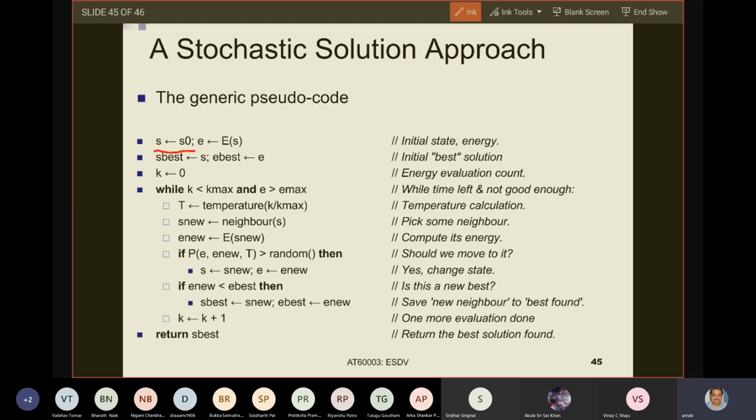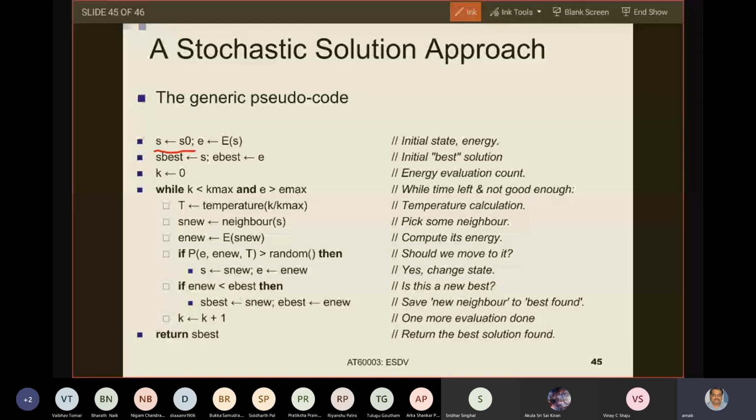So S equals S0 is the initial solution. What does this initial solution mean with respect to hardware-software partitioning? This is a generic code, and we have to understand it because we have learned two algorithms on hardware software partitioning. The initial solution is a random initial hardware software partitioning. So S0 represents a random initial hardware software partition. That means S0 is a list of tasks with a subset of them assigned to hardware and the subset of them assigned to software. This is your initial solution.